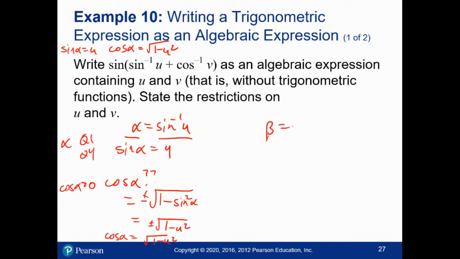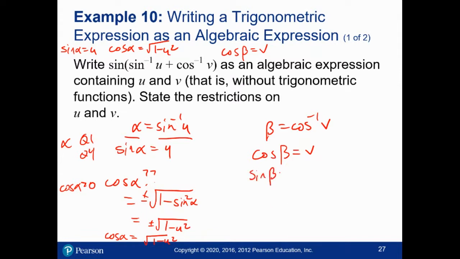Now let's come over and say beta is the arc cosine of v. That means the cosine of beta is v. That's handy to write down, because ultimately, when we use our sum formula for sine, I'm going to have a sine of alpha, a cos of alpha, a sine of beta, and a cos of beta. So let's write everything down.